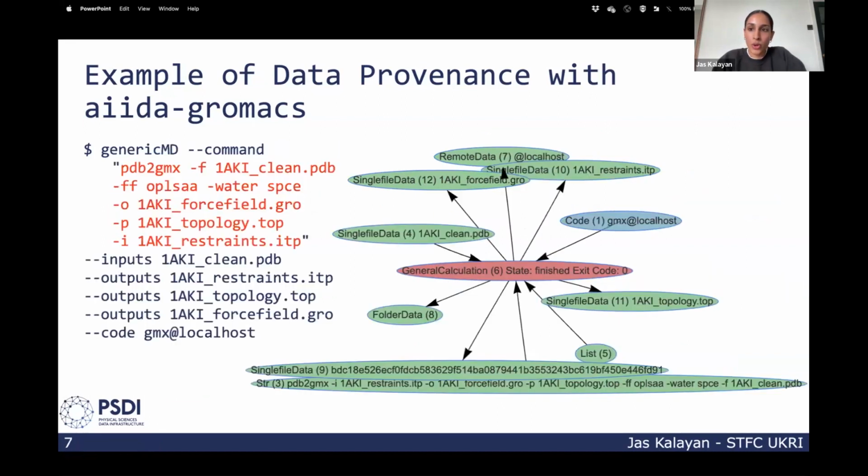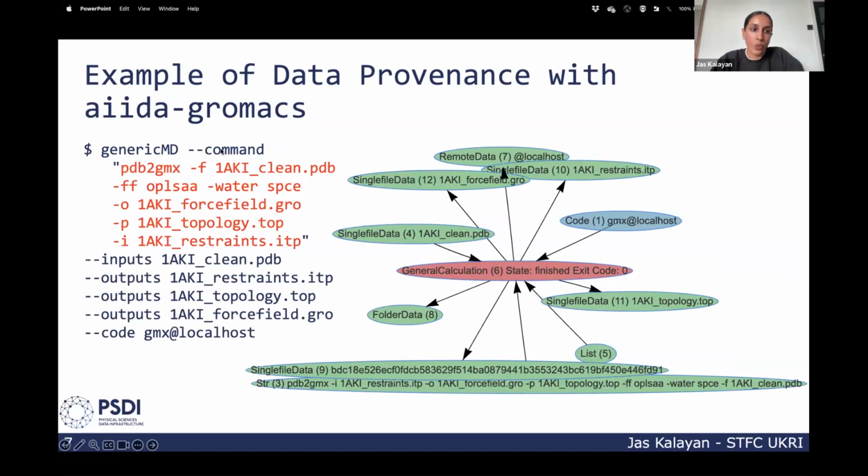Now, we also know that there might be some commands somebody might do outside of GROMACS, but they still want to be able to record that. So we've included a generic MD tool. And so this is the exact same command as before, but it's a bit more verbose in tracking the provenance for it.